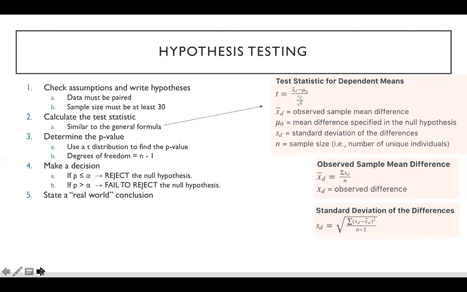Once you calculate your test statistic, you're going to want to determine the p-value. In order to determine the p-value, you're going to plug your test statistic into the t-distribution with the degrees of freedom of n-1. And then you're going to decide whether to reject or fail to reject the null hypothesis, and then state our real-world conclusion.